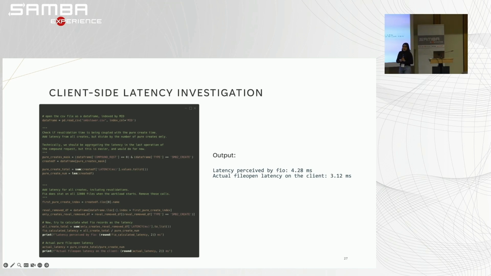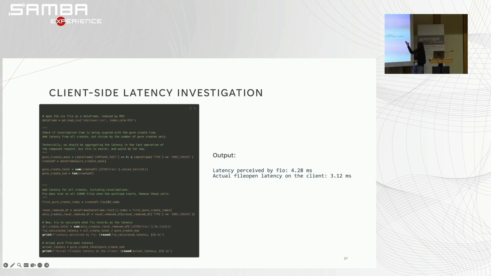So if you aggregate all creates that are shown by FIO, irrespective of being pure creates or being a part of a compound request, and divide it by the number of pure creates, the actual creates that are happening, you can arrive at something close to what FIO might be assuming is the actual create latency. Which is what happened. The latency perceived by FIO that we calculated from this script is 4.28 milliseconds, which is very close to the figure that FIO actually reported.